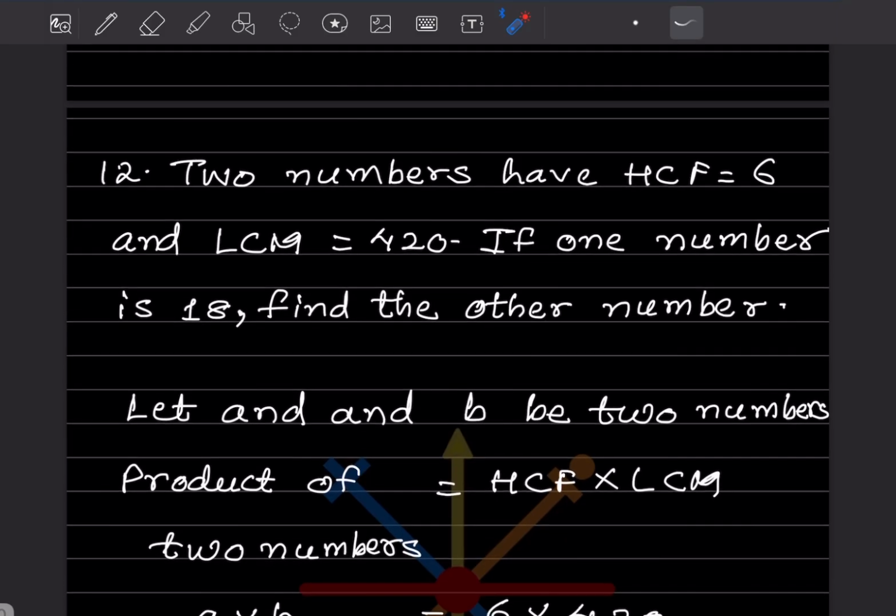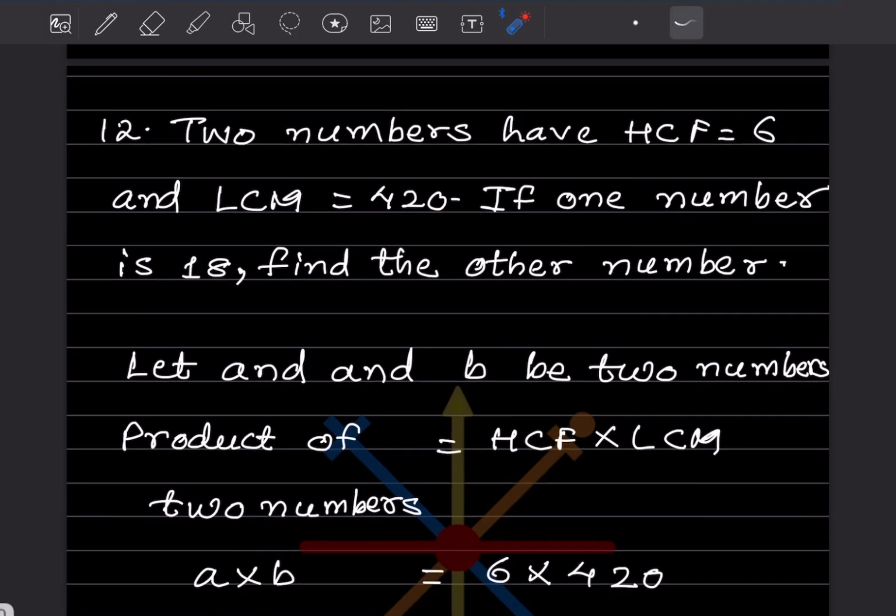Now again here the same thing is written here. Two numbers have HCF 6 and LCM is 420. If one number is 18, you have to find the other number. So now what will we do? We found the two numbers. So we will take, let A and B be two numbers. So the product of two numbers, this formula you have to remember, that is the HCF into LCM.